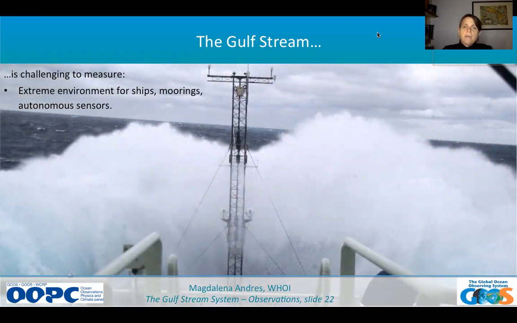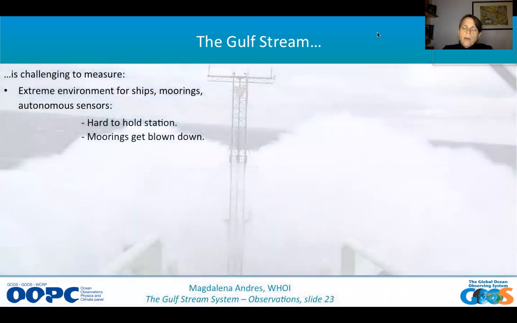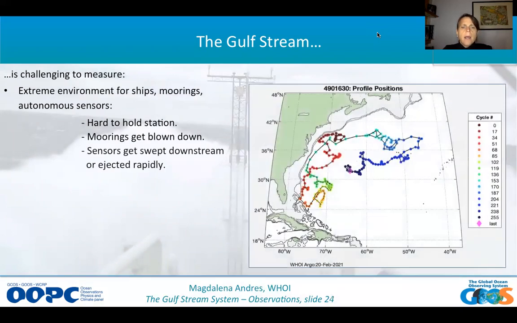In addition, the Gulf Stream is challenging to measure. It presents an extreme environment for ships, moorings, and autonomous sensors. For those of you who have tried to take hydrographic casts in the Gulf Stream, you know that it is very hard for ships to hold station in the Gulf Stream. Tall moorings often suffer severe blowdown, getting blown down by 100 or 200 meters by the drag of the currents on the mooring line. And autonomous sensors, like Argo floats or gliders, tend to get swept downstream rapidly or ejected out of the current.